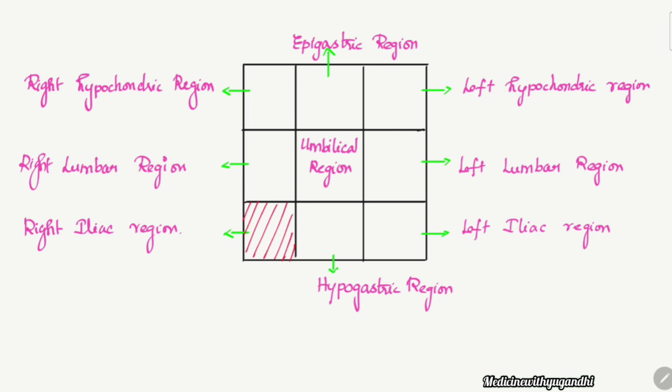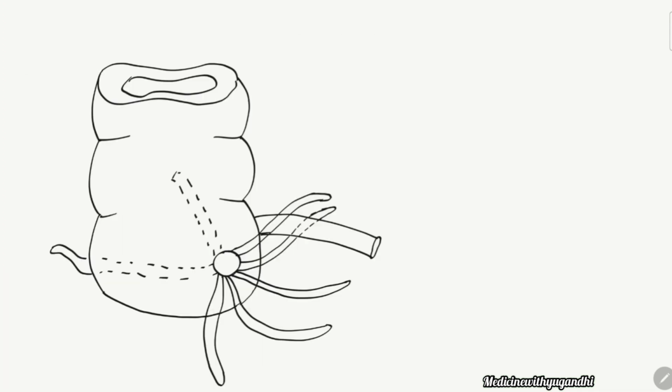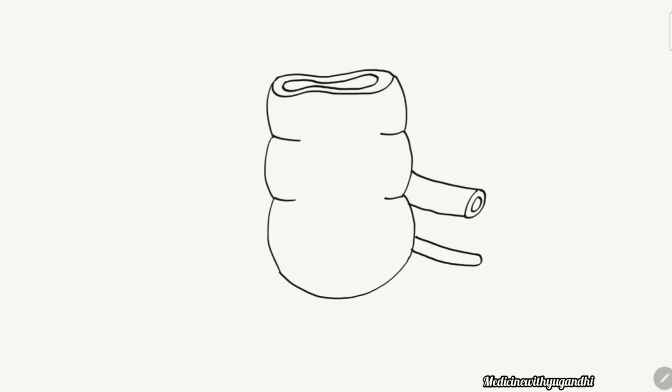So the appendix actually lies in the right iliac region. Once again I am repeating, this appendix lies in the right iliac region. Now coming to the positions of the appendix. See, this appendix has a base attached to the cecum.